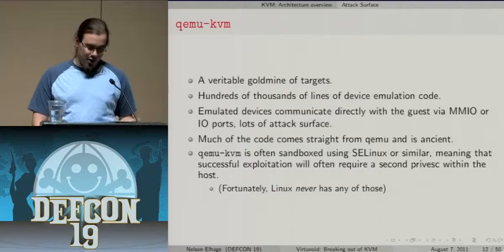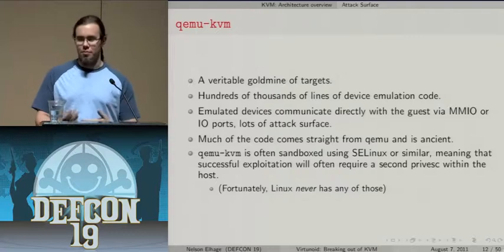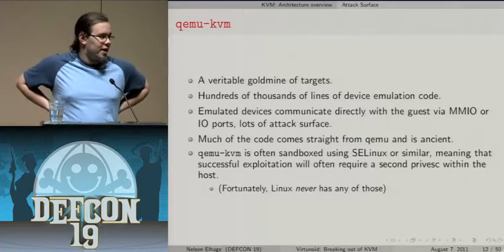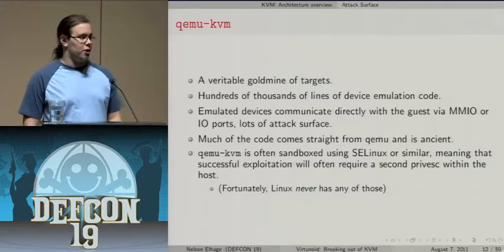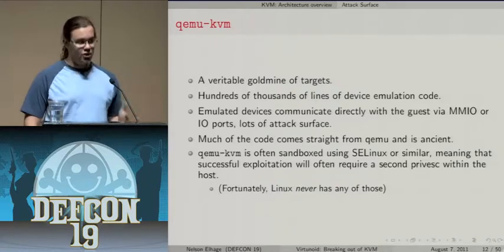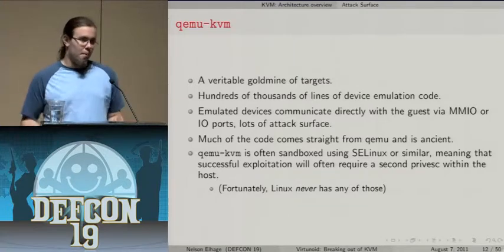And then finally we come again to QEMU KVM, which as you can probably guess by now is the easiest place to look for targets here. Hundreds of thousands of lines of device emulation code, so the devices are talking directly to the guest via emulated memory mapped I/O or I/O ports. So they're parsing control structures that the guest is exporting and communicating these strange, arcane hardware protocols. Lots of interesting code. And much of this code comes straight from QEMU, which is mostly written by one guy, Fabrice Bellard, who's an absolute genius, a brilliant programmer, but just one guy spewing out code over years with no one auditing it, bugs are going to happen.